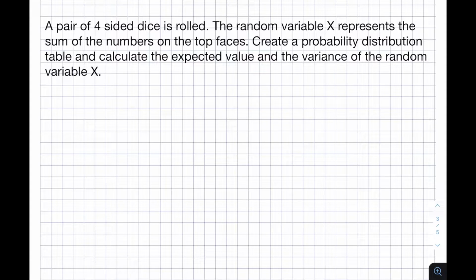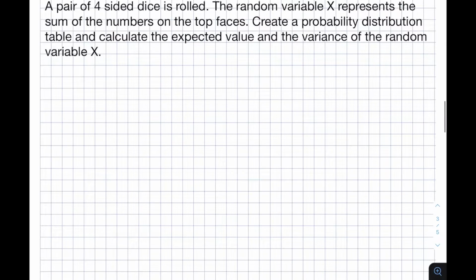In this question, we're told a pair of four-sided dice is rolled. The random variable x represents the sum of the numbers on the top faces. We need to create a probability distribution table and calculate the expected value and the variance of the random variable x.